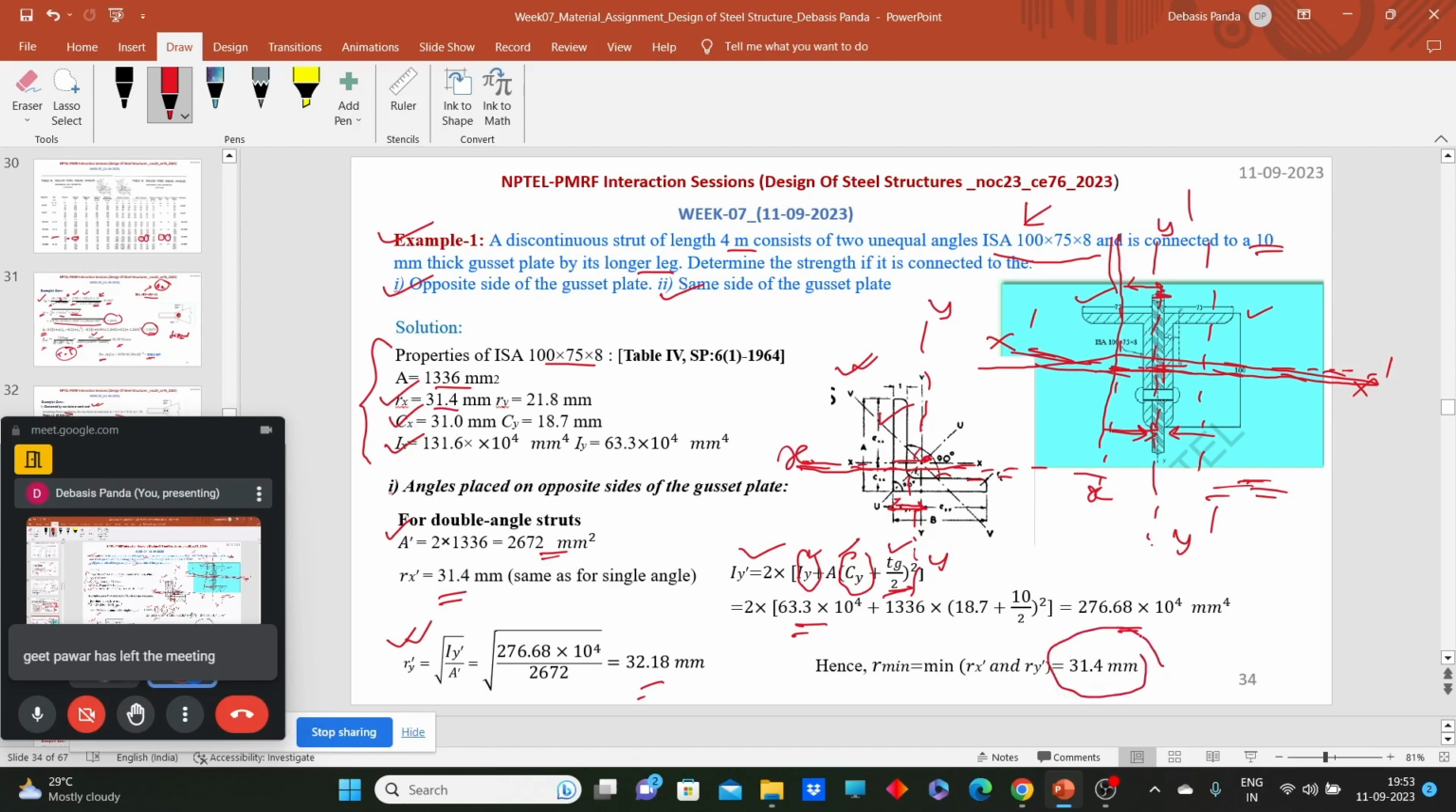Okay, someone says that my screen is not visible. It is visible, I mean, can you confirm?